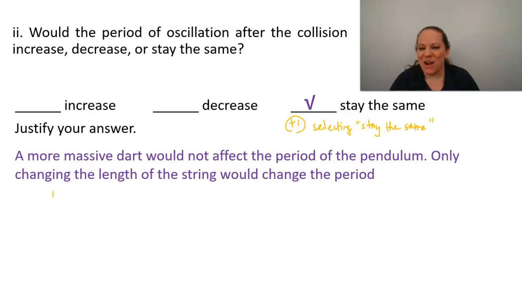And then you get 1 point for a correct justification. Boy, that got really messy. We're just going to fix that. All right, correct justification. There we go.